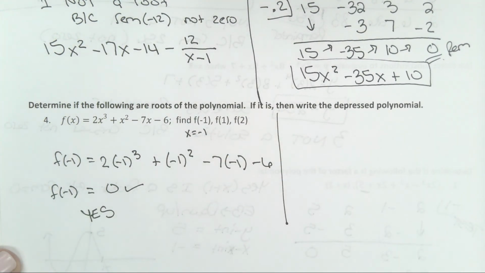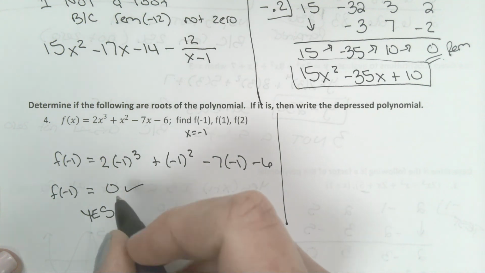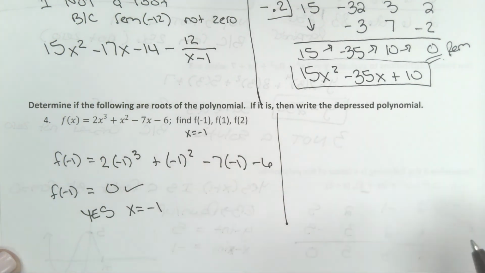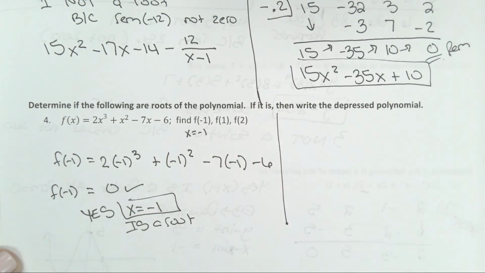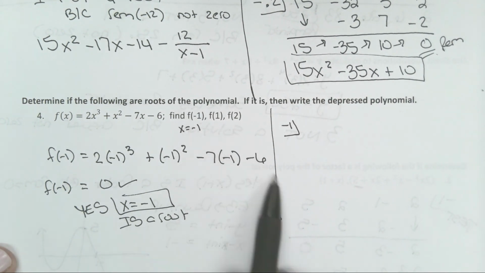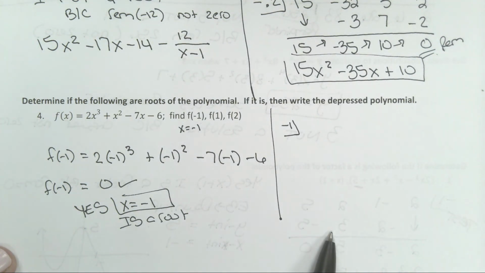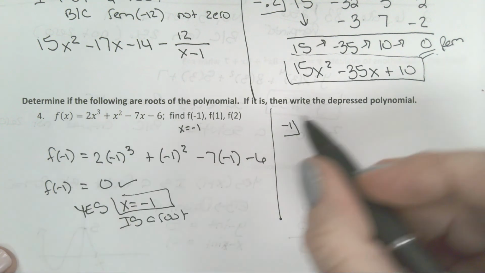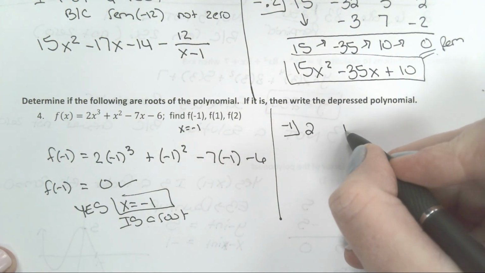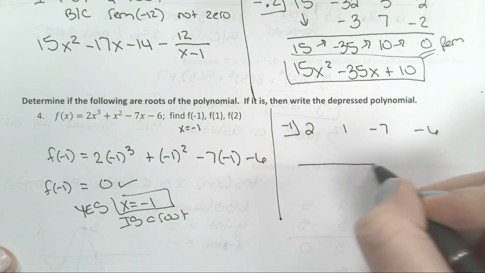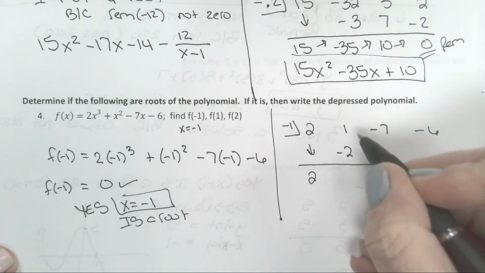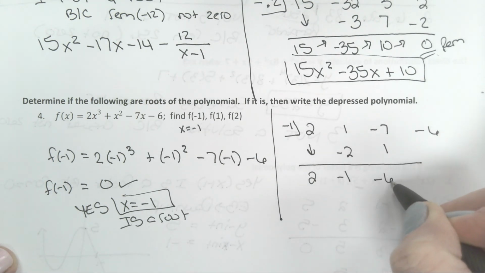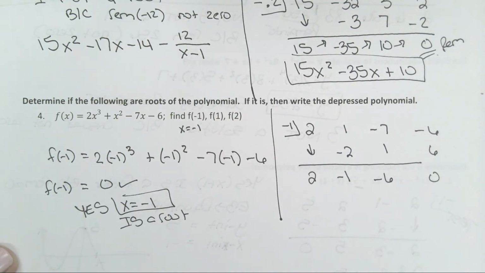So when you get an answer of 0, that's the good thing. So yes, x equals negative 1 is a root of my polynomial. Therefore, you have to run synthetic division so that you can take your depressed polynomial and do more with it. My coefficients are 2, 1, negative 7, and negative 6. Bring your first one down, multiply, add, multiply, add, multiply, add.